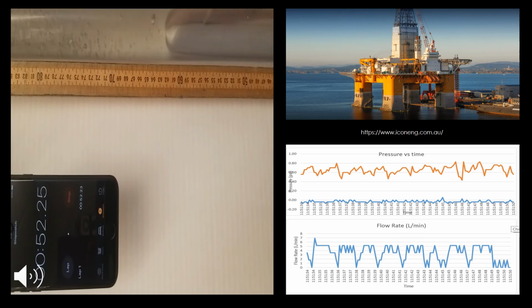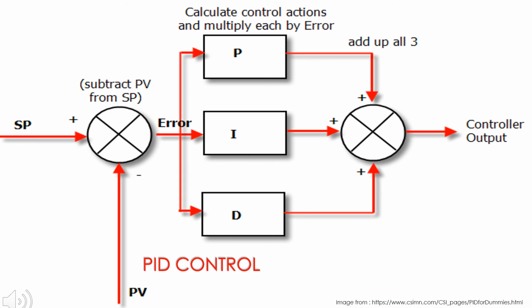Now we will discuss briefly the concept of PID control. PID stands for Proportional Integral Derivative. A PID controller looks at the error between the user-defined set point and the process variable.